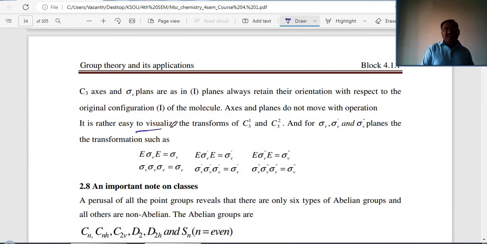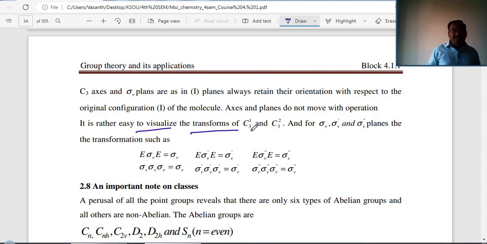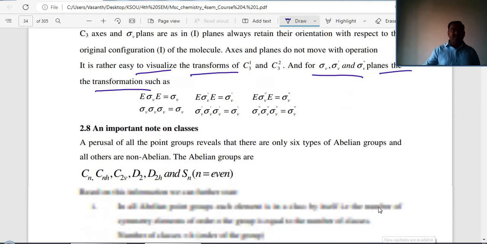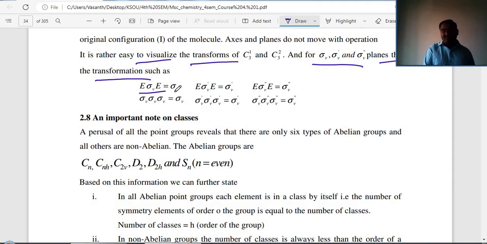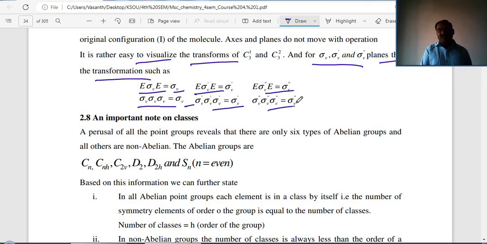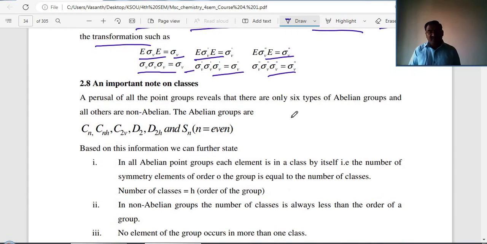It is rather easy to visualize the transforms of C3 dash and C3 square and sigma v dash and sigma v double dash planes, the transformation such as like that. Here E sigma v into E sigma v, the same class is what we are getting.